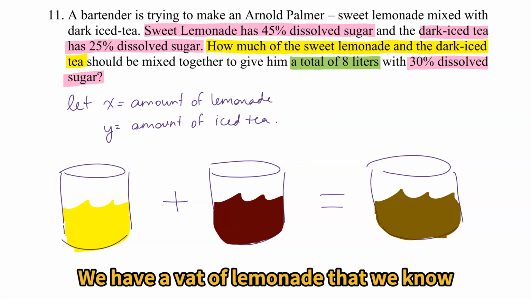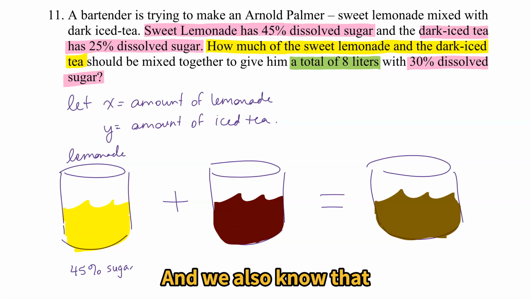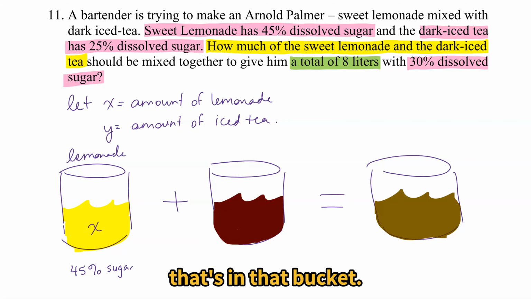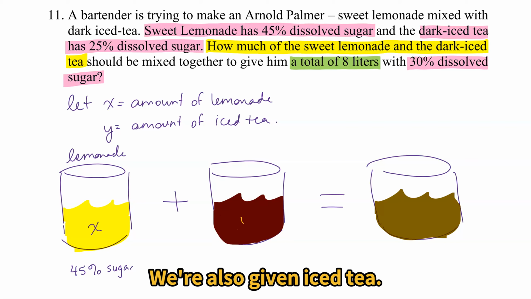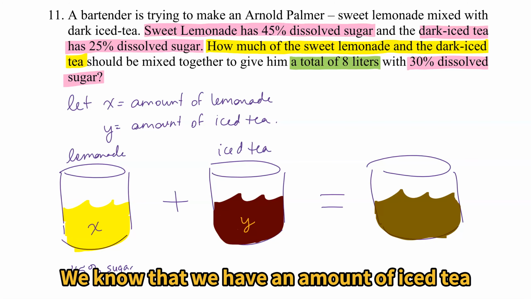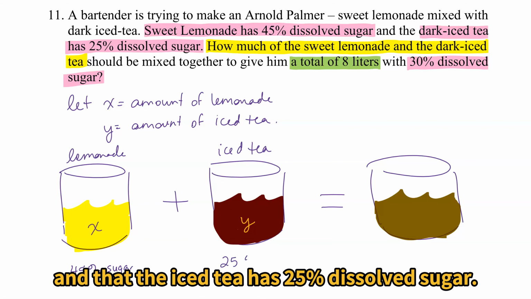We have a vat of lemonade that we know has 45% dissolved sugar. And we also know that x is going to represent the amount of lemonade, the total amount of lemonade that's in that bucket. We're also given iced tea, so we have a bucket of iced tea. We know that we have an amount of iced tea that we're going to call y, and that the iced tea has 25% dissolved sugar.